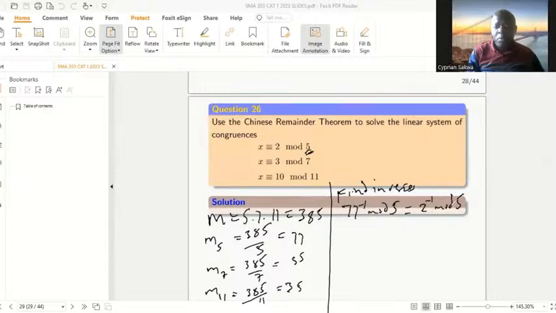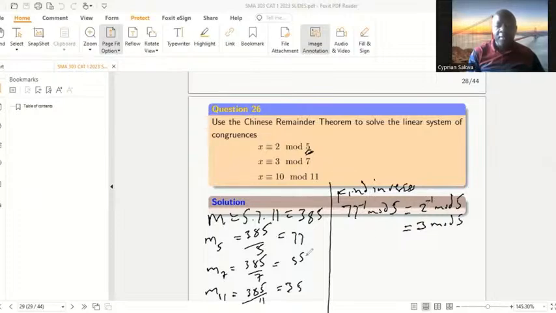What's the inverse of 2 mod 5? What number, when multiplied by 2, will give me a value which, when I divide by 5, the remainder will be 1? The answer there is 3. 3 times 2 gives me 6. 6 divided by 5, I get remainder 1. So 3 is the inverse of 2 mod 5.